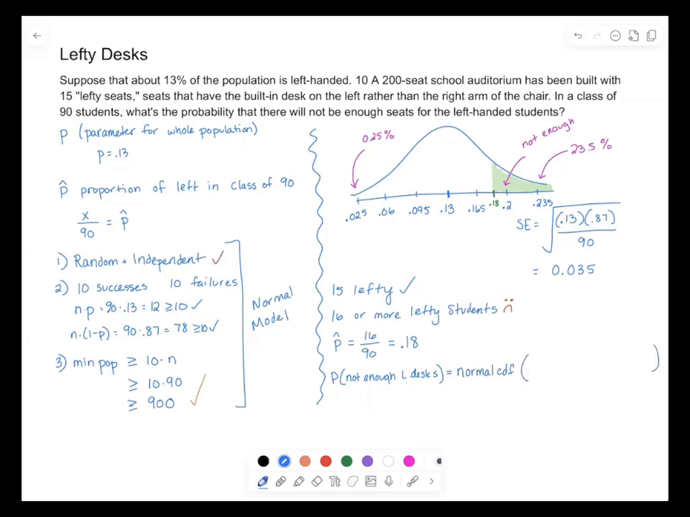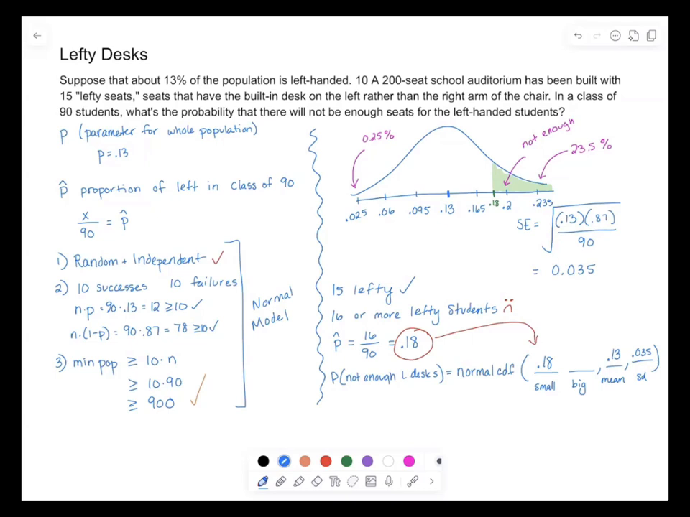Remember, normal CDF takes 4 pieces of information. It takes the smallest number I'm interested in, the biggest number I'm interested in, the mean, and the standard deviation. So I know that the mean is 0.13, right? That's the middle of my distribution. And I know that the standard deviation is 0.035 because in this case, we're talking about standard error. I also calculated that the p hat where I get in trouble is 0.18. So that's the smallest number I can have where I'm in trouble. At 0.18, I'm in trouble, but anything bigger than that, I'm in trouble.